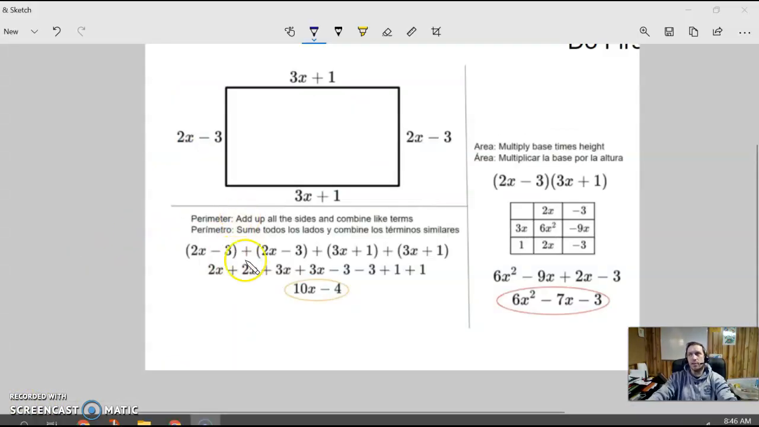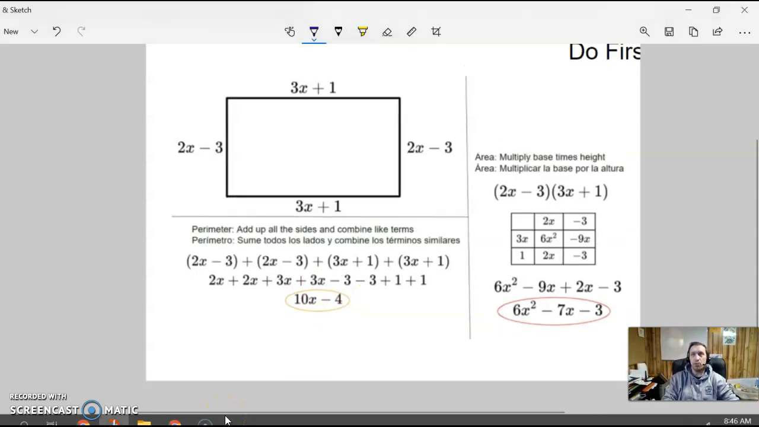So this is the answer from slide 2. And what I want you to look at is this first part, the perimeter. Notice we just added 2x minus 3 plus 2x minus 3 plus 3x plus 1 plus 3x plus 1. Then we combine like terms. All our unknowns, the x's, and all of our constants, -3, -3, 1, and 1. And we came up with 10x minus 4. So our perimeter is equal to 10x minus 4.